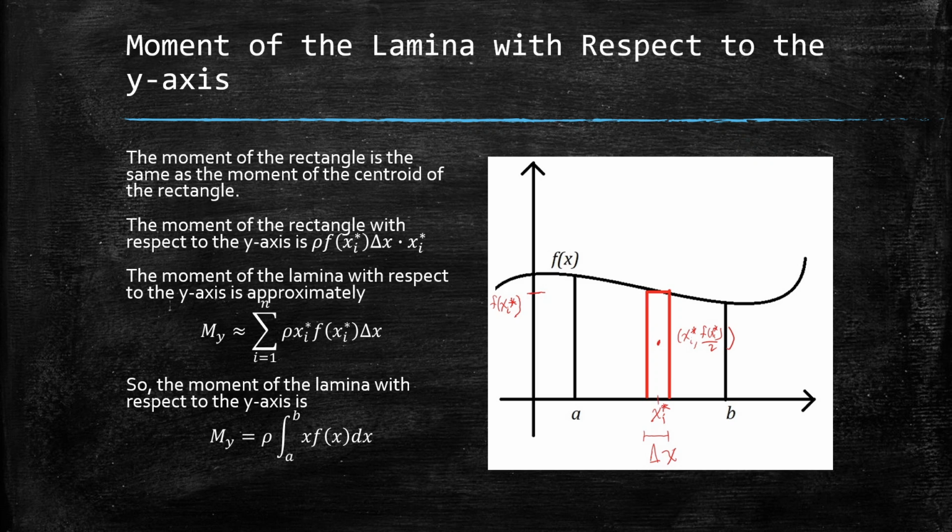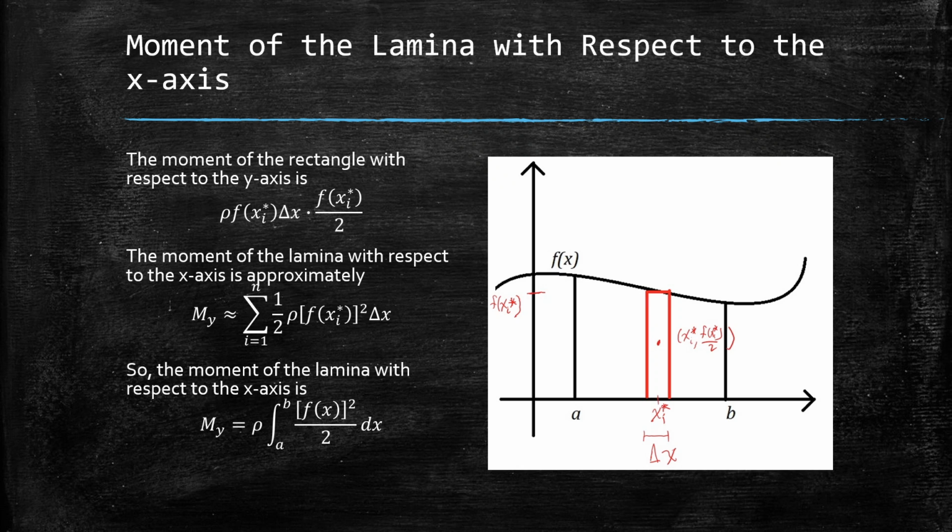So the moment of the rectangle with respect to the y-axis is rho times f of xi star times delta x times xi star, because remember it's the mass times the distance from the y-axis. The moment of the lamina with respect to the y-axis is approximately equal to that sum from 1 to n of rho times xi star times f of xi star times delta x, which again will give us a Riemann sum. So for the moment of the lamina with respect to the y-axis, we take the limit of that sum as n goes to infinity, which is the same thing as rho times the integral from a to b of x f of x dx. We could pull out that rho because rho is a constant.